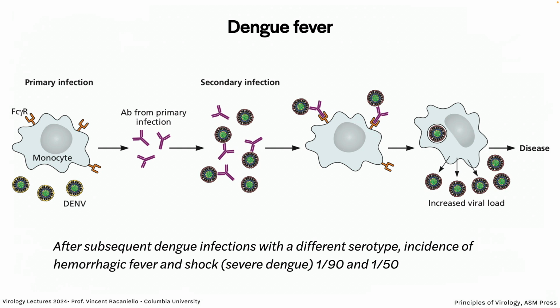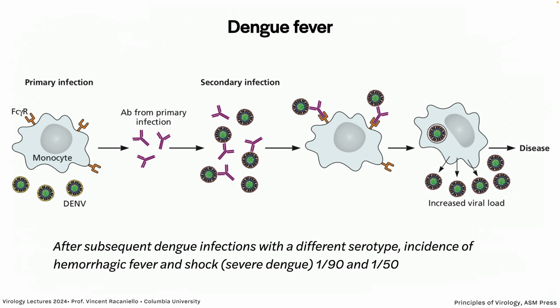You make a memory response to type 1. You make antibodies to type 1. These will bind the virus, but will not neutralize it. They will allow the virus to attach to Fc receptors on macrophages and other cells that are not normally infected, so you have an increased burden of infection. And these cells release cytokines and chemokines, and that gives you this hemorrhagic fever and shock syndrome. So it goes from 1 in 14,000 in primary infections to 1 in about 90 or 1 in 50 in a secondary infection. So what's the solution?